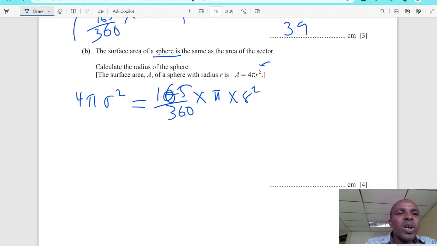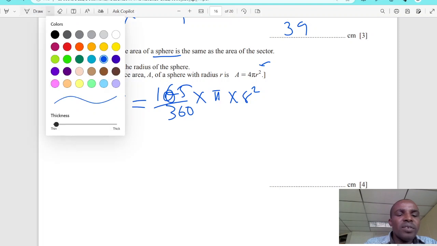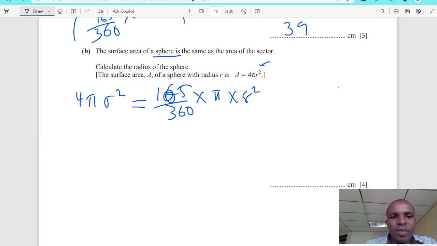Pi appearing everywhere, so pi can be simplified. So it will be 4r squared is equal to, then let's simplify this side, 165 divided by 360, then times 8 squared, which is 64, 88 over 3. Like this. Then this one divided by 4, you get 22 over 3.